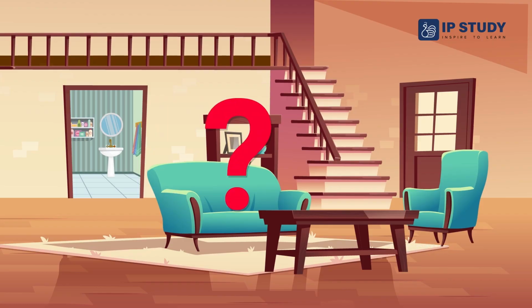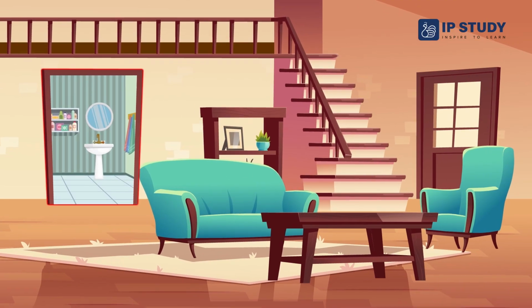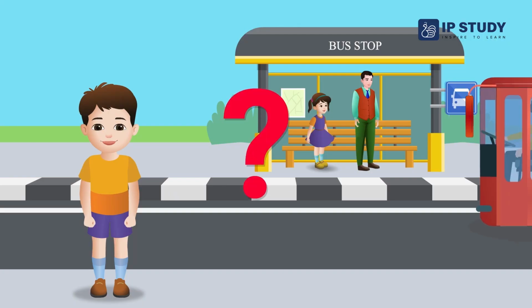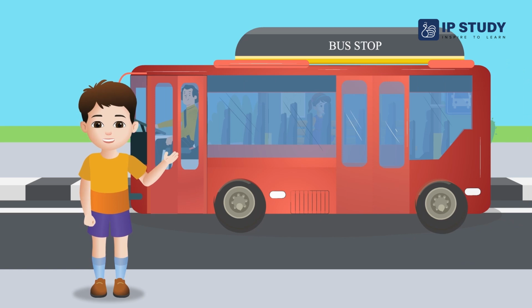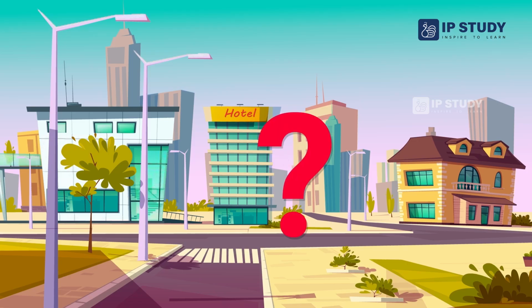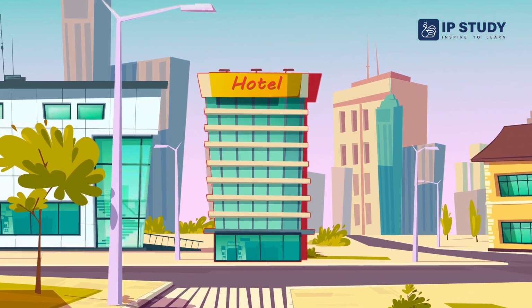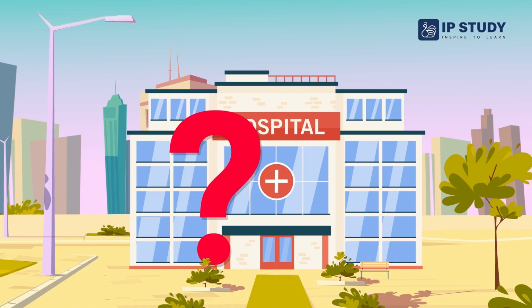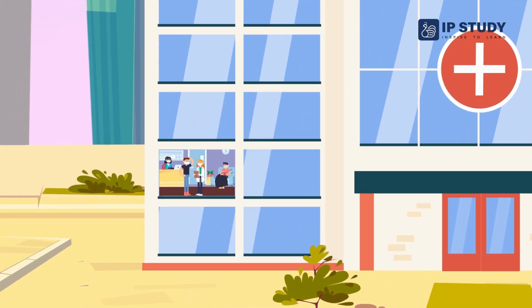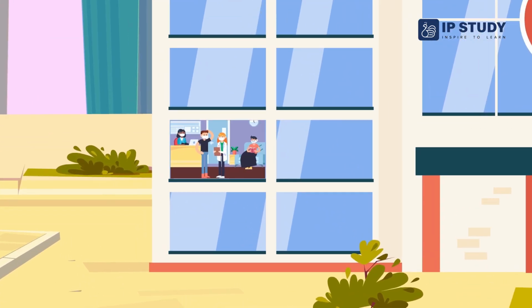Where is the washroom? The washroom is down the hall to your left. Where is the bus stop? The bus stop is to your right. Where is the hotel? The hotel is in the city. Where is the doctor's office? The doctor's office is on the second floor.